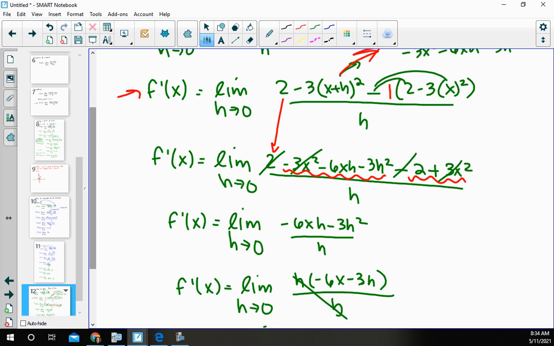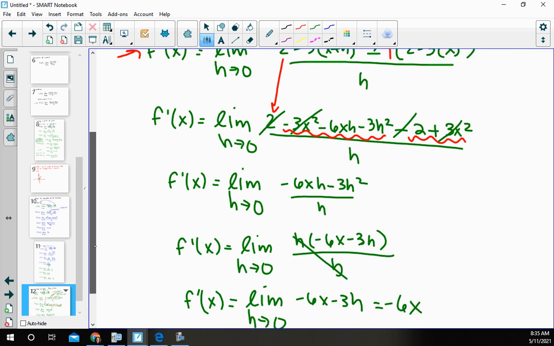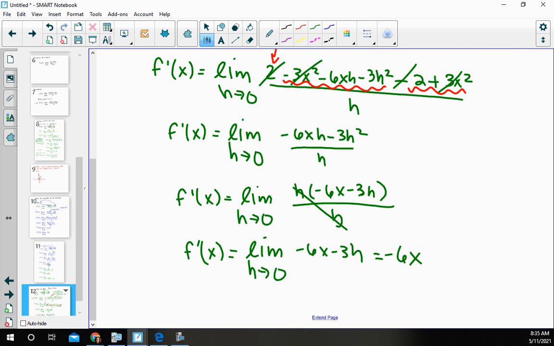So I went ahead and canceled out the 2 minus 2, canceled out the negative 3x squared and positive 3x squared, to get my negative 6xh minus 3h squared left. Took out that h on the top, so I cancel it with the bottom. Okay, this last step, I plug 0 in for this h, so negative 6x minus 3 times 0 gives me negative 6x left as the derivative equation.